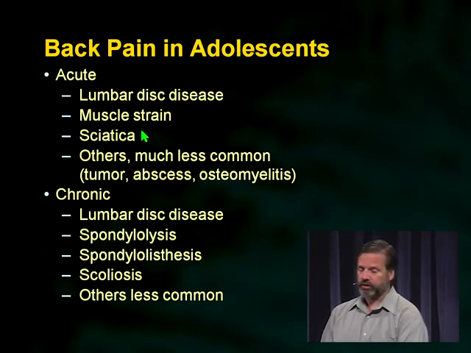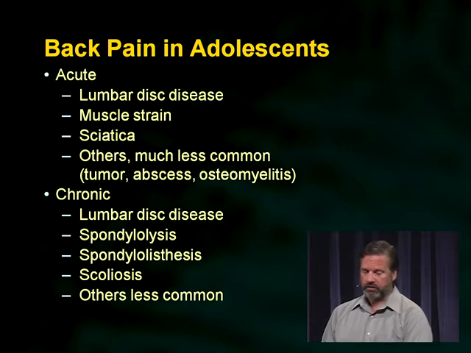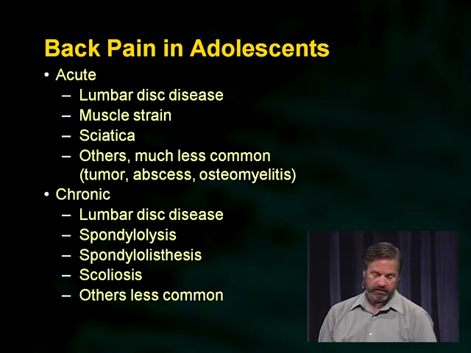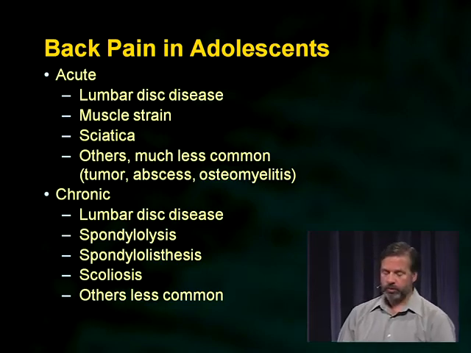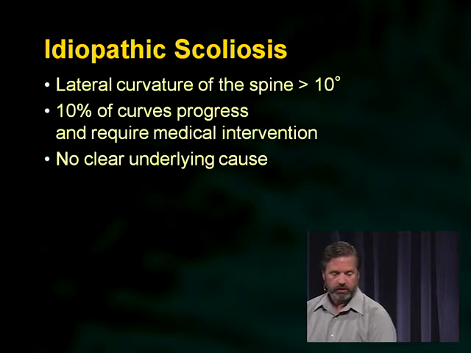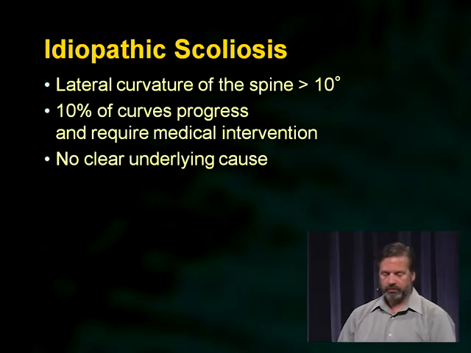It's also true in adults, but it's important to realize that there are other things that happen in kids. Sciatica, others that are much less common, and then chronic back pain, lumbar disc disease as well, spondylolysis and spondylolisthesis, both of which we'll discuss, scoliosis, and then others that are less common. So let's start with scoliosis.